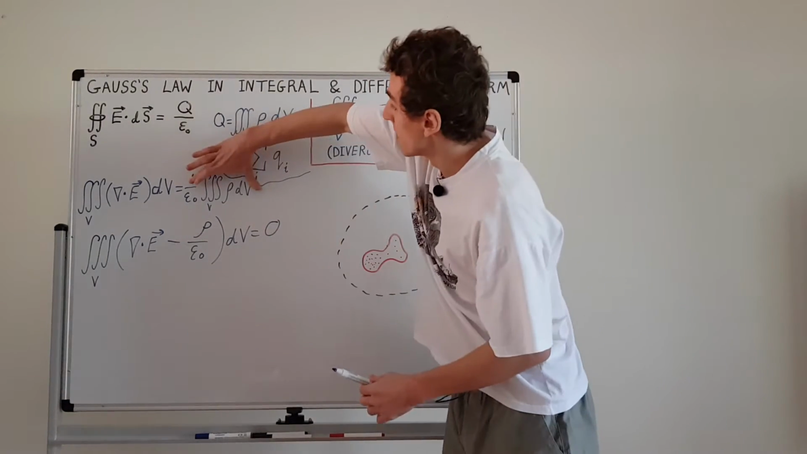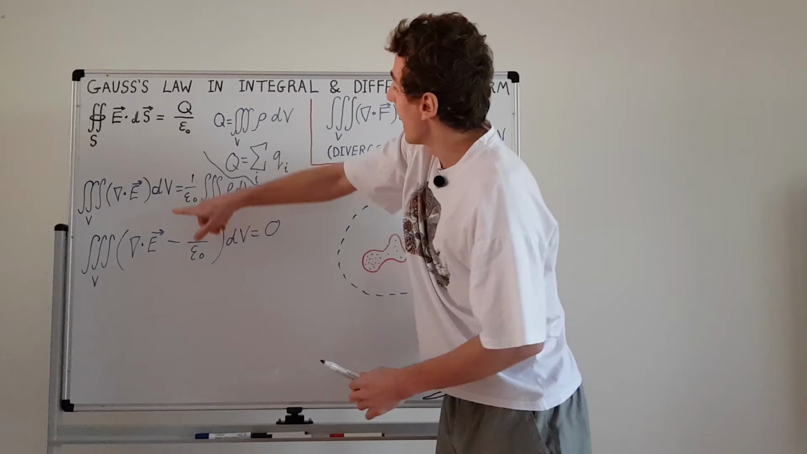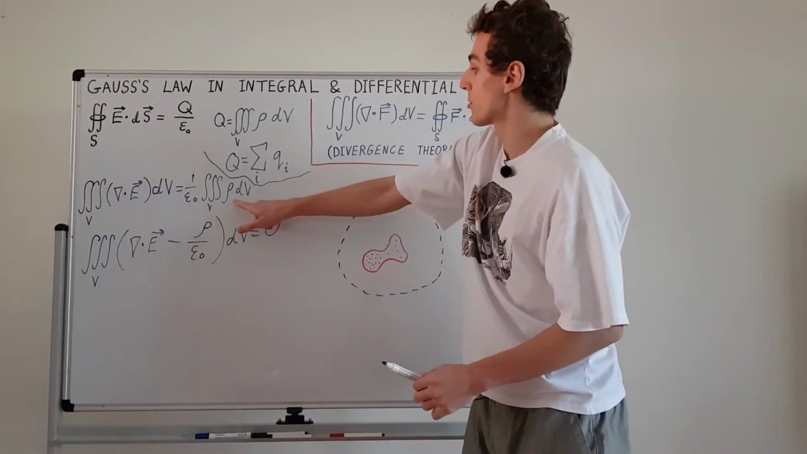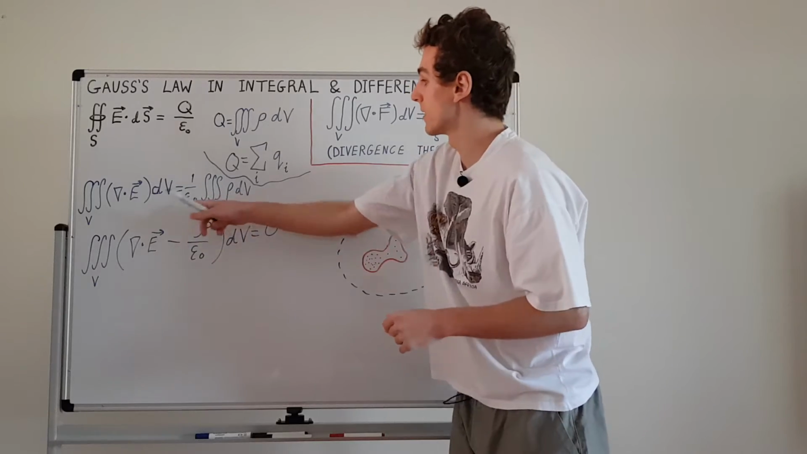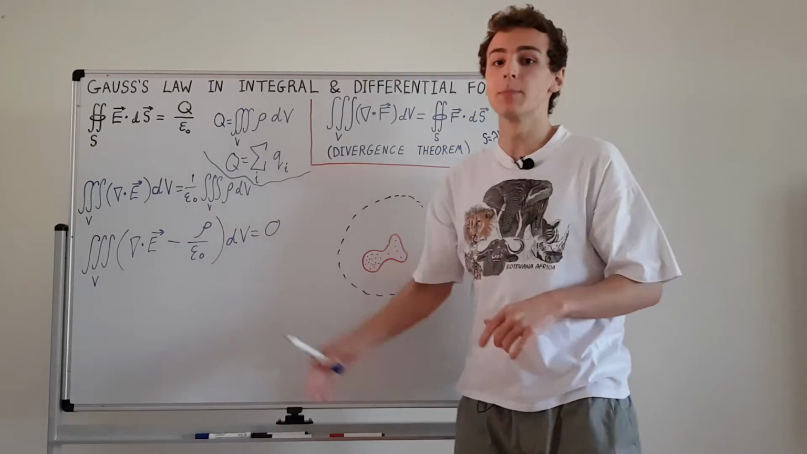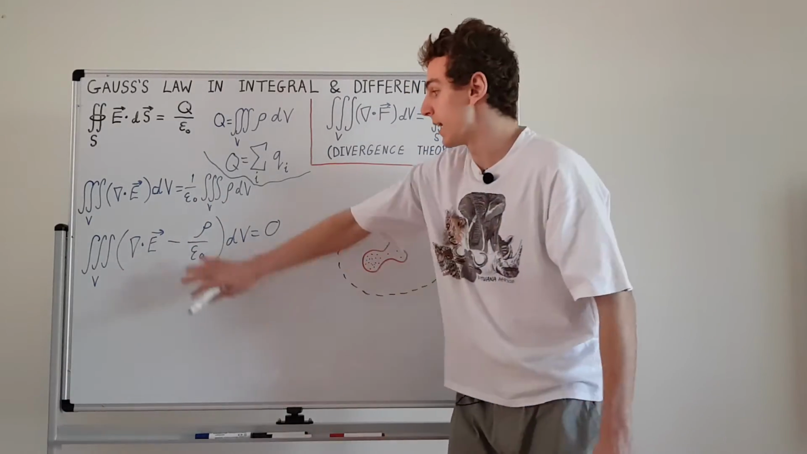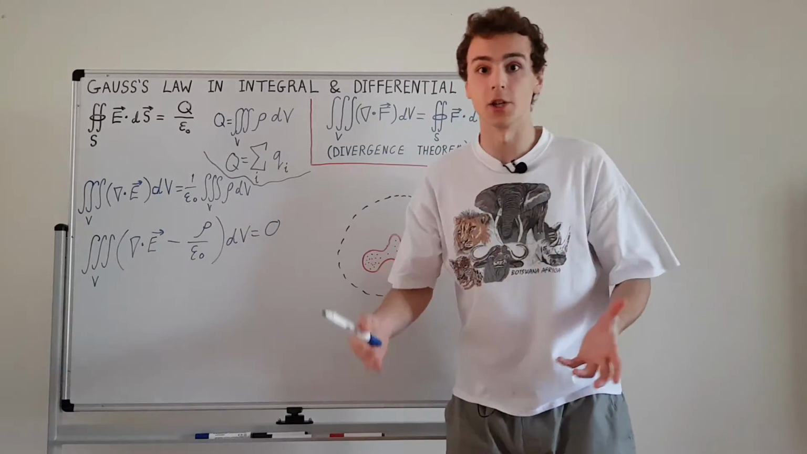Because I've moved this over here to that side, and I've taken this guy inside the integral. Now it's part of the integrand. It's being integrated, because this is just a constant. Now, why can we do this? We can do this because of linearity. Integrals, they obey that condition.